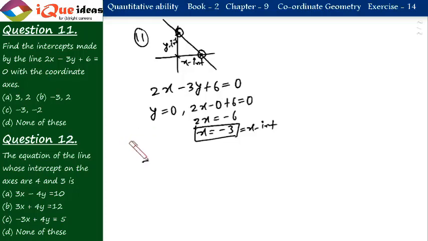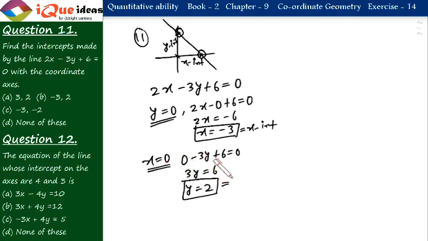the y-intercept. For that, put x equal to 0. So if you put x equal to 0 in the equation, you will get 0 minus 3y plus 6 equal to 0. So it becomes, 3y to the other side, 3y equal to 6. So y equal to 2. This y value is the y-intercept.